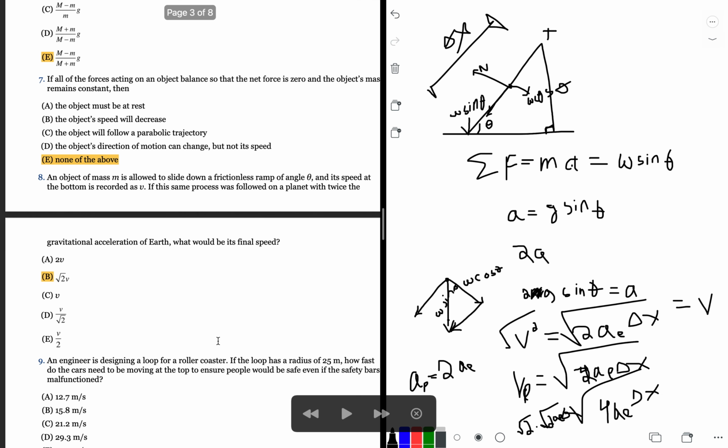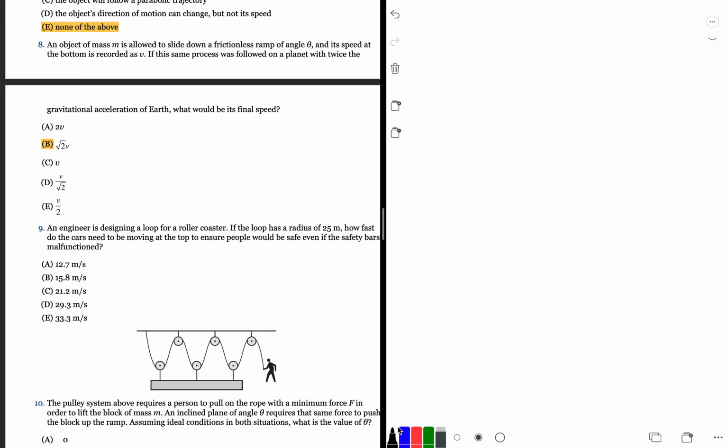It's negligible. An engineer is designing a loop for a roller coaster. If the loop has a radius of 25 meters, how fast do the cars need to be moving at the top to ensure people would be safe, even if the safety bars malfunctioned?